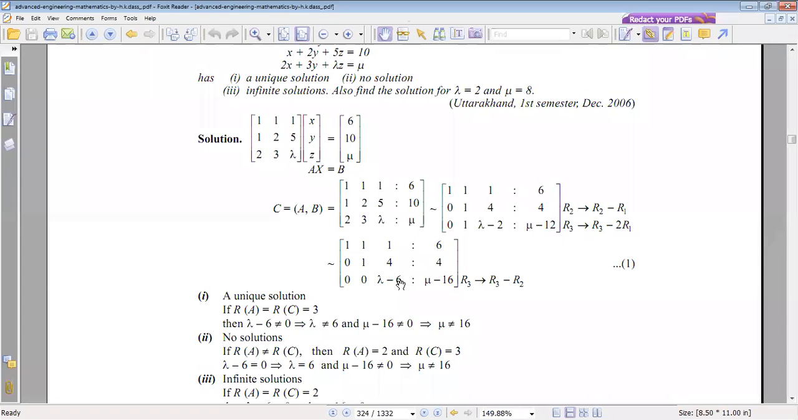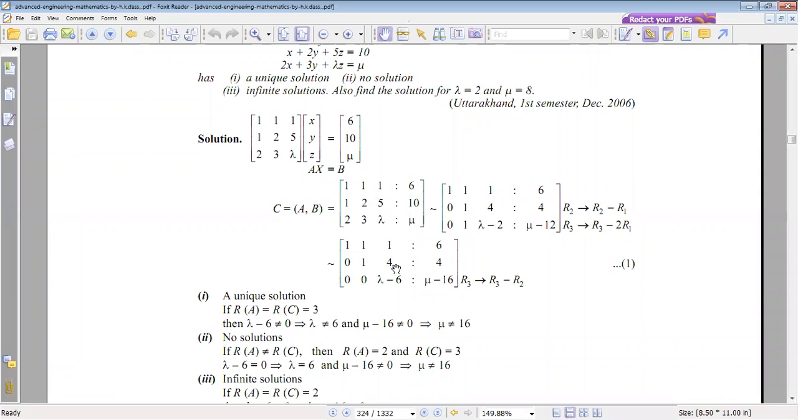So when the rank is equal to 2, if this row becomes equal to 0, that is, if lambda minus 6 is equal to 0, that means lambda equal to 6. Then this row becomes 0 and the rank of this matrix becomes 2, because only 2 non-zero rows are there.